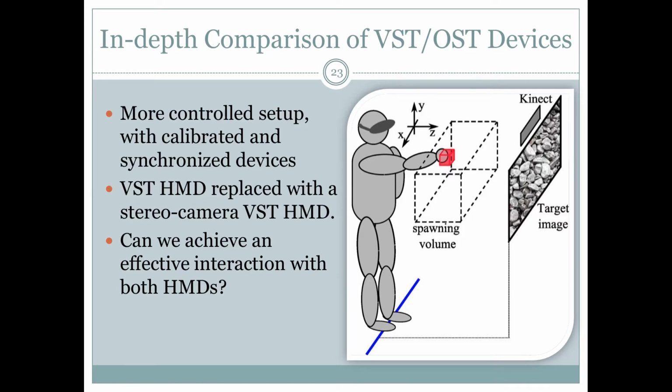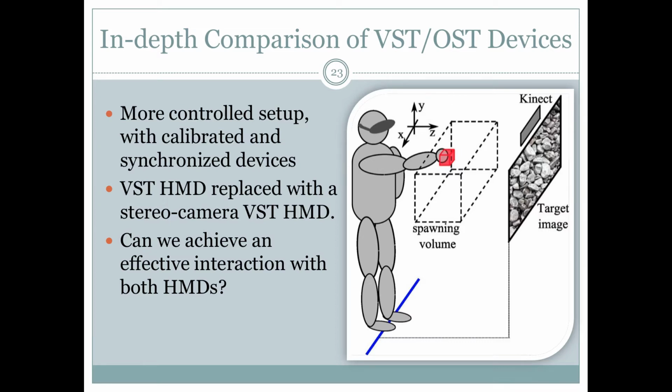Also, the devices should be synchronized and calibrated. So, for example, if we end up using the smartphone, it should be synchronized with the connector so that we can synchronize the data and we can compare the data in a more precise manner. And the final goal of those experiments would be to see if we can achieve an effective interaction with both types of displays, or with both types of head-mounted displays.